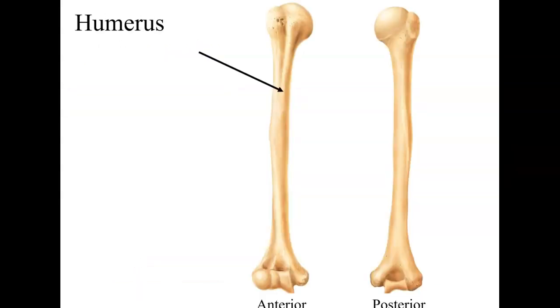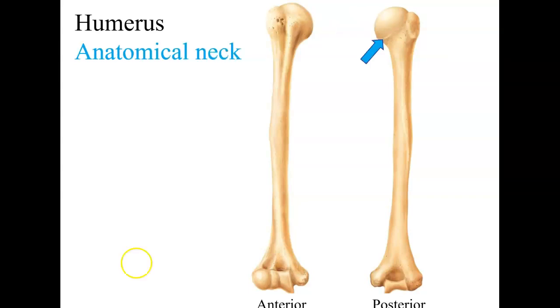Alright, so let's move on to the humerus. The humerus is an upper arm bone, and it has many different surface landmarks. The most obvious surface landmark is probably the head. It looks like a head. It's rounded. It's a rounded surface for articulating with the glenoid cavity.